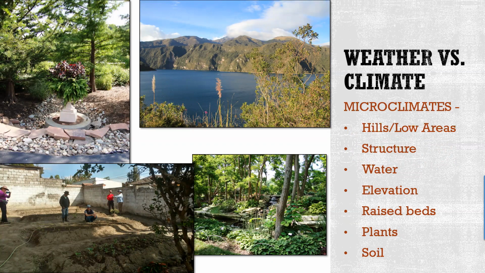Microclimates can happen in multiple different ways, in multiple different locations. You have hilly areas, low areas, structures can create microclimates, water creates a microclimate, elevation, raised beds, plants, soil, that all is going to contribute to some microclimates.